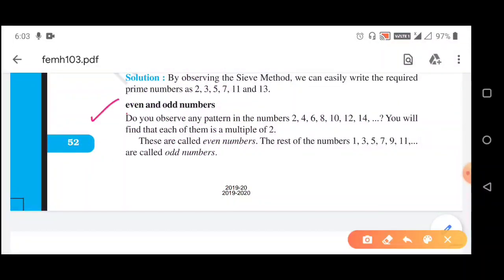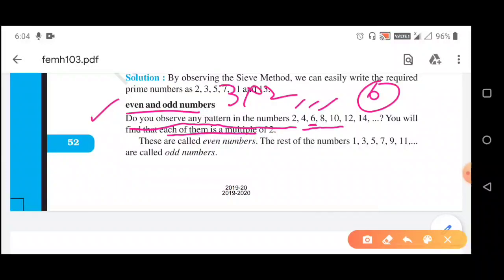The next one is even and odd numbers. So here it is given: do you observe any pattern in the numbers 2, 4, 6, 8, 10, 12, 14, and so on? You will find that each of them is a multiple of 2. See here, 2 is a multiple of 2, 4 is a multiple of 2, 6 is a multiple of 2. In this way all the numbers are multiples of 2. Multiple of 2 means we can find this number by multiplying any number by 2. Suppose we can find 6 by multiplying 3 by 2. So 6 is a multiple of 2.